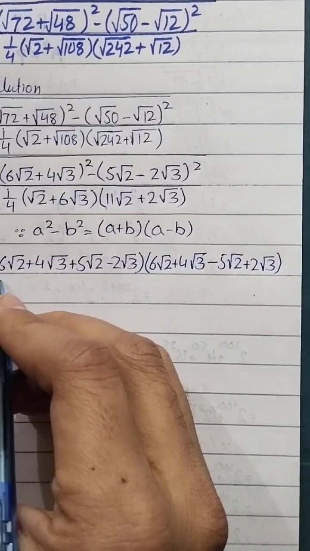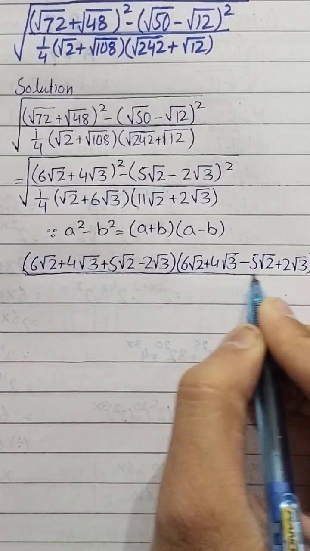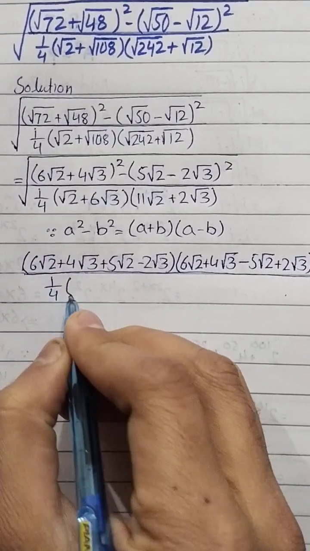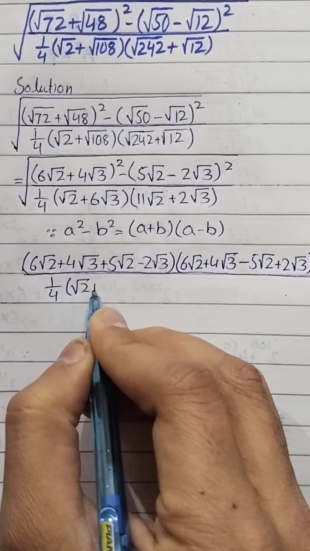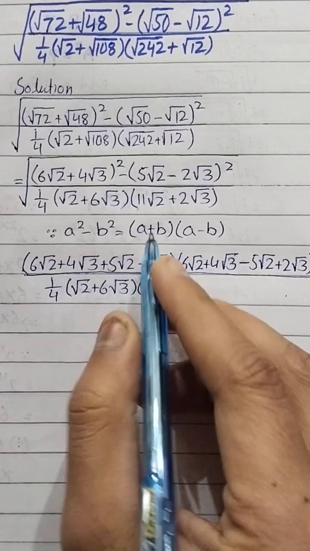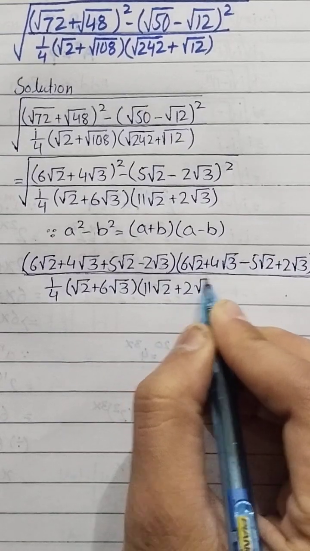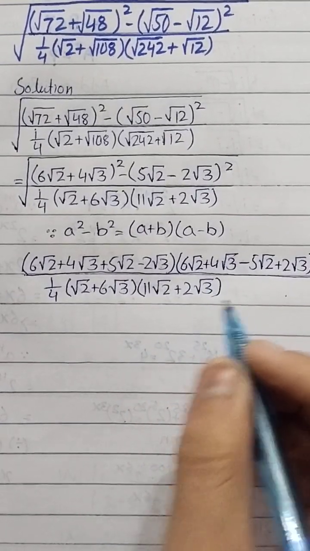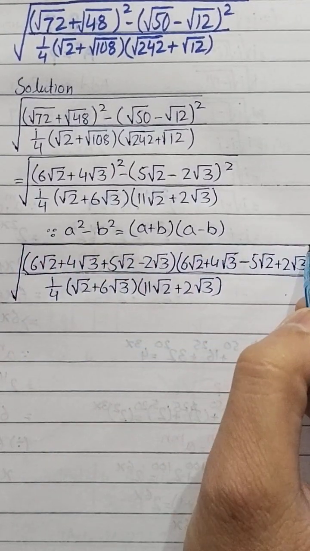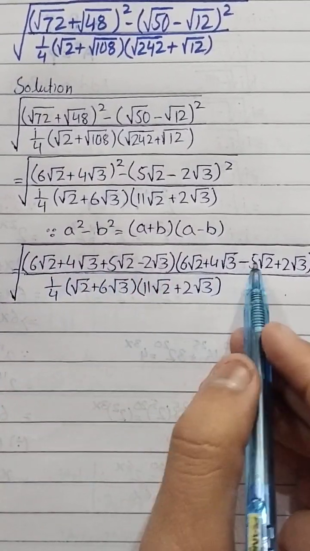And then closing the bracket, divided by 1 over 4 times under root 2 plus 6 under root of 3 times 11 under root 2 plus 2 under root of 3, and then this whole square root, and this sign equal to, and now we will be solving these.